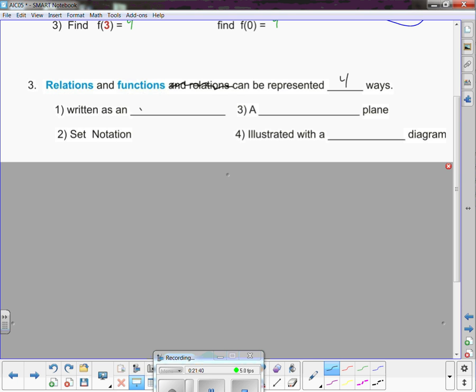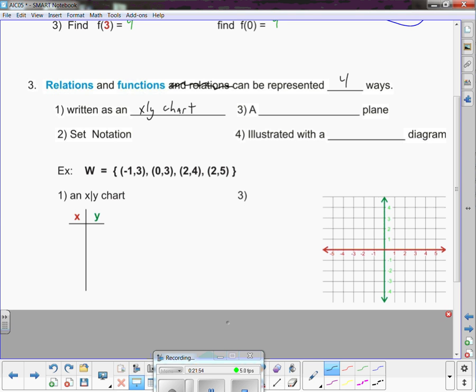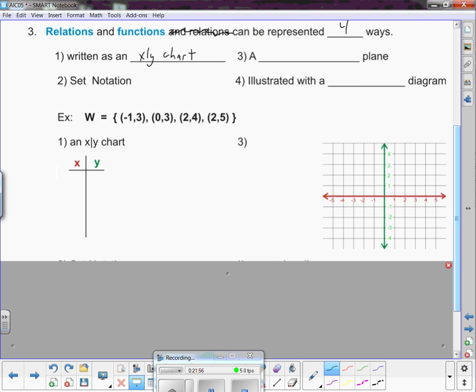Written as an XY chart is one way. Written as an XY chart. And let's just go right down to it. So you can see number 1 there corresponds to number 1, right? Right here. And so, hey, I can write it as an XY chart. So, who are my guys? -1, 0, and 2.